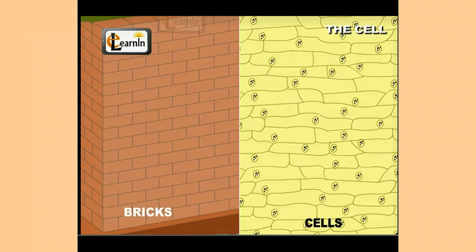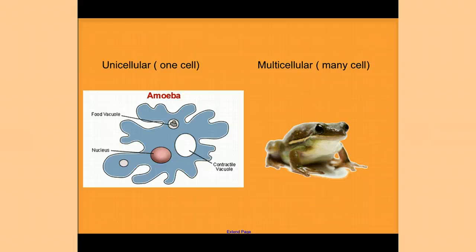Cells. All living things contain either one or many cells. Cells are often referred to as the building block of life. Similar to a building with repeating units of bricks, living organisms are made up of repeating units of cells. Some organisms are made up of one cell. They are termed unicellular, for example, an amoeba or a bacteria. Other organisms are made up of many cells. They are termed multicellular, for example, a frog or human beings.